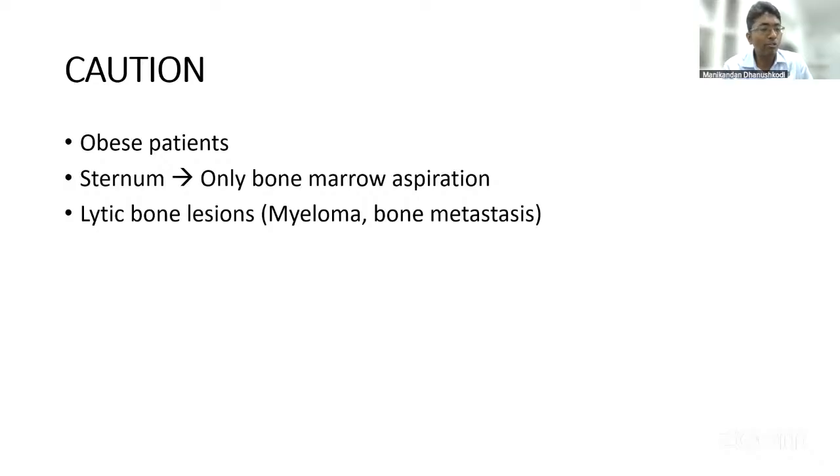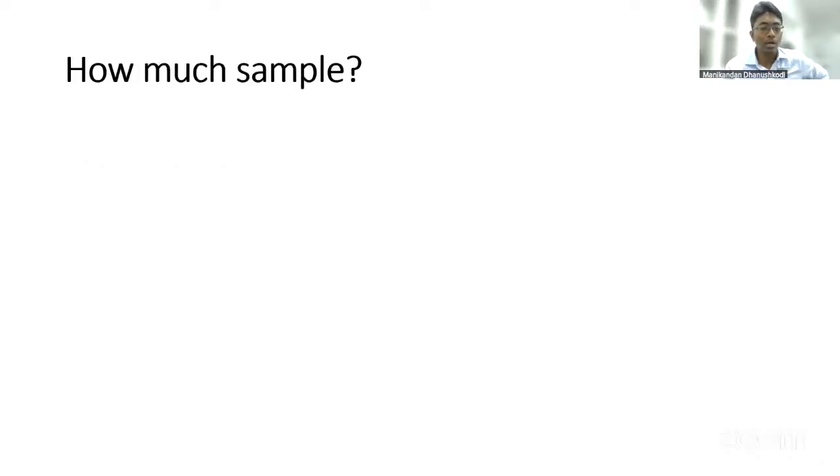And also never ever do a bone marrow biopsy on the sternum. One of the surgeons in Thoothukudi had done a bone marrow biopsy on the sternum. The sternum is a very, very thin bone, and especially in patients with myeloma or bone mets, they can have lytic lesions and it can easily give way. The latest Illinois bone marrow needle actually has a sternal guard. Only with a sternal guard should you do a sternal bone marrow aspirate. So how much sample?